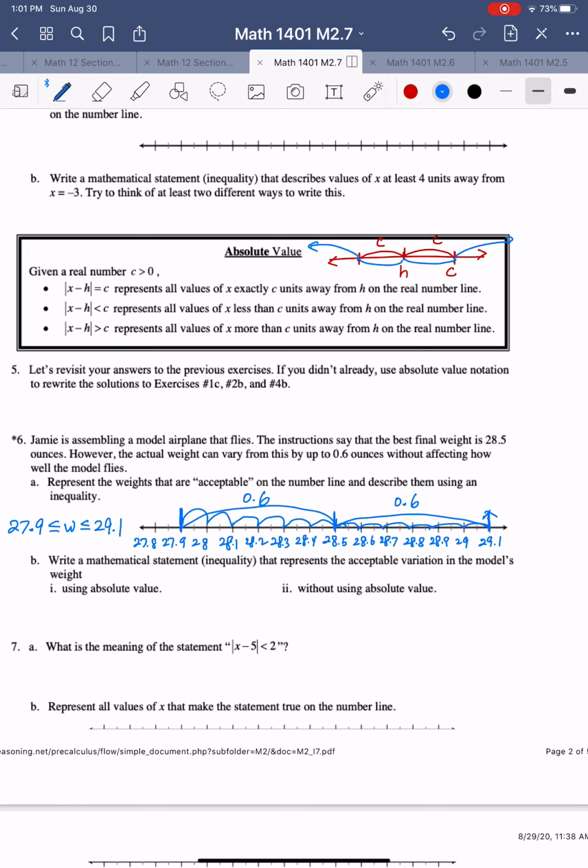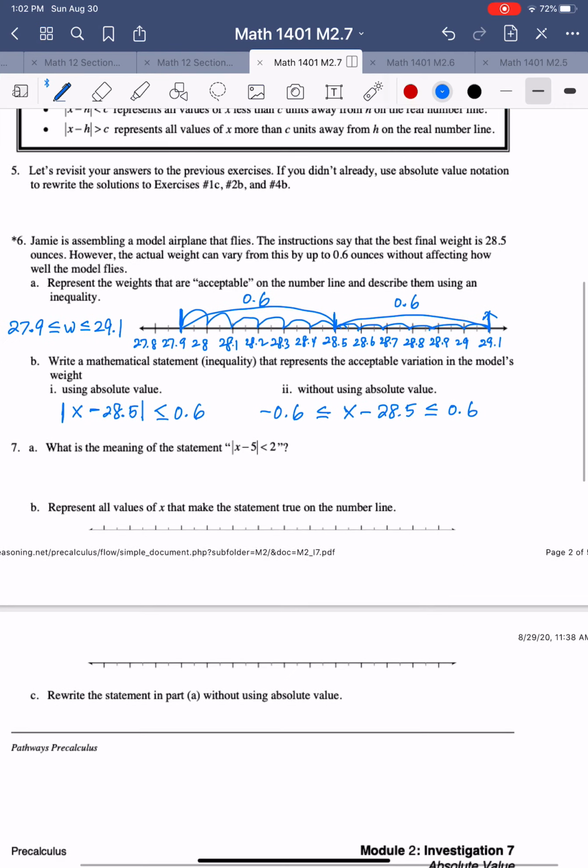And then part B: write the mathematical inequality that represents the acceptable variation in the model's weight. Using the absolute value, whatever weight you have minus 28.5 should be less than or equal to 0.6. So the difference between the weight of the airplane and 28.5 should not be greater than 0.6; it should be less than or equal to 0.6. And without using absolute value, you can write x minus 28.5, where x is w, is going to be less than or equal to 0.6, and the left side is going to be negative 0.6. So you can write this without the absolute value. These two are equivalent.